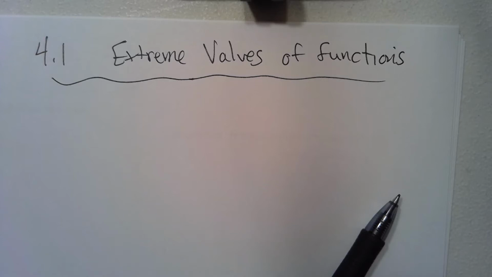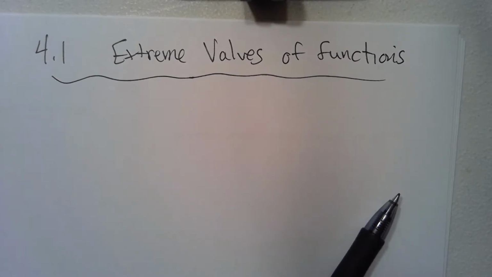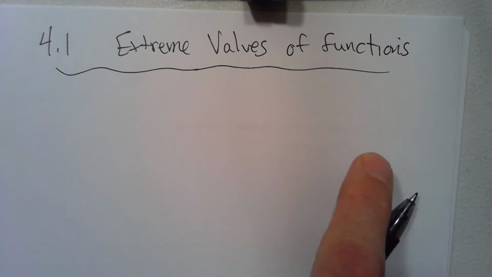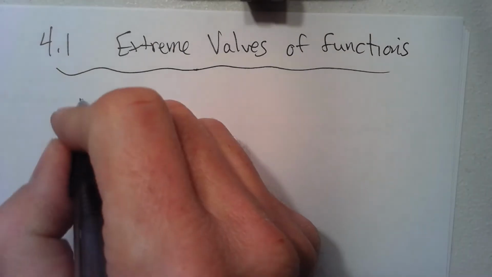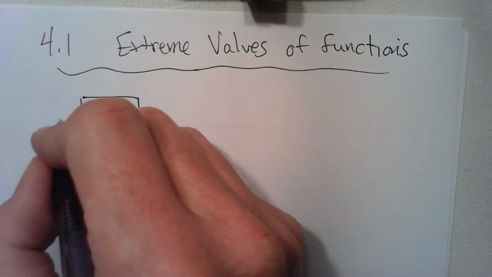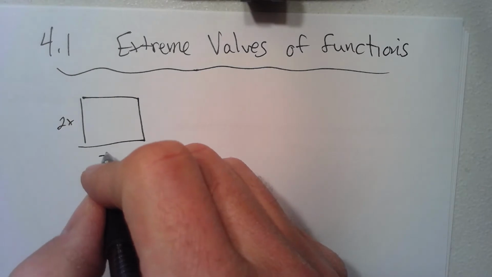All right, 4.1 extreme values of functions. So we're applying a derivative. One of the uses of calculus is we can find extreme values much easier than algebra can. So if we had a rectangle that has dimensions, let's say it's 2x by negative x plus 5.